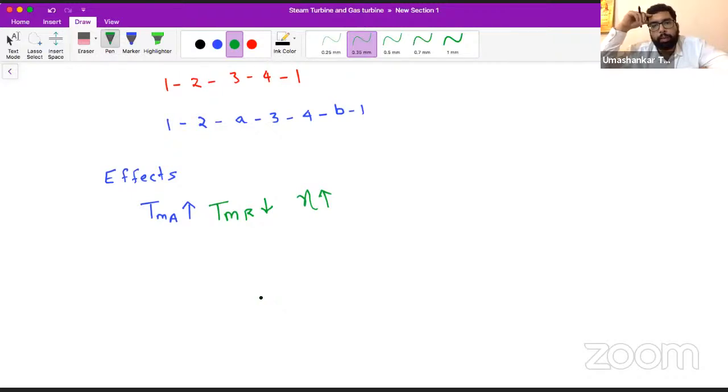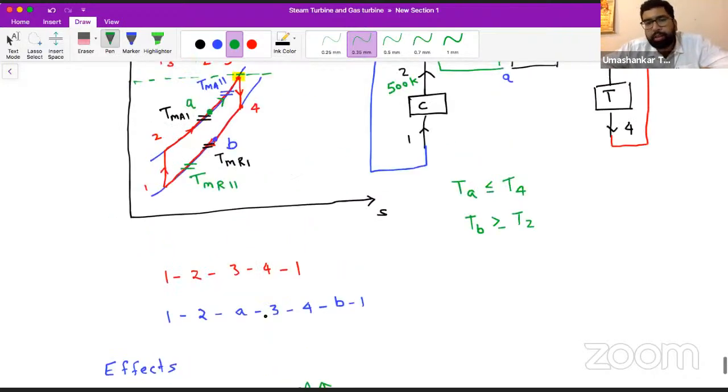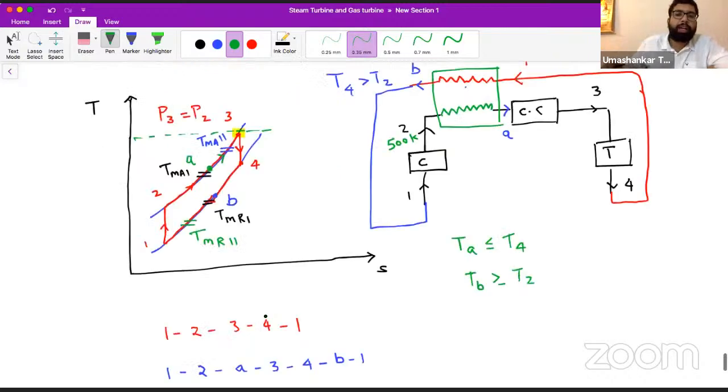When we go to the actual cycle, there is actually some pressure loss associated. For that, first let us understand completely these ideal cases. So with regeneration, what happens? Our mean temperature of heat addition increases, our mean temperature of heat rejection decreases, and so our efficiency increases.